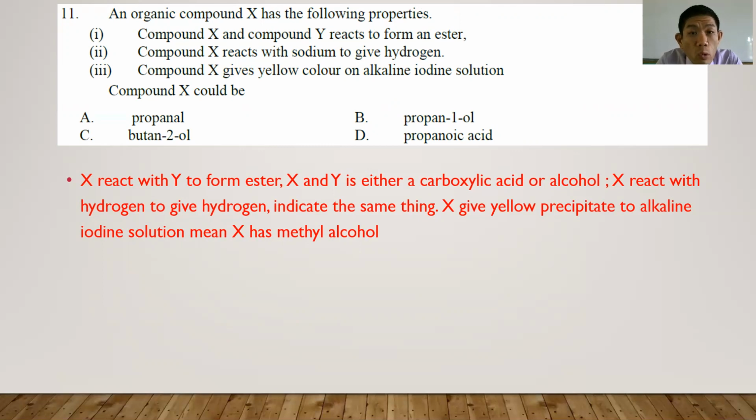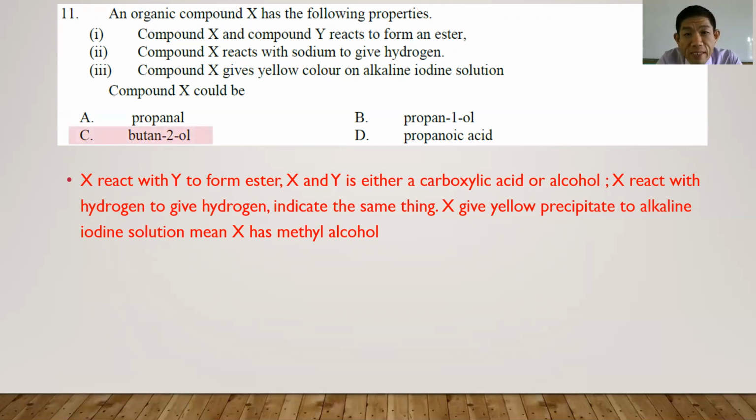As for C, butan-2-ol, yes, it can react with another compound to form ester. It can also react with sodium to give hydrogen since it contains a hydroxyl group. And X gives yellow precipitate with alkaline iodine solution, which is correct because of the methyl alcohol group present in butan-2-ol. So that is why it is able to give the reaction. So the best answer so far in here is C.